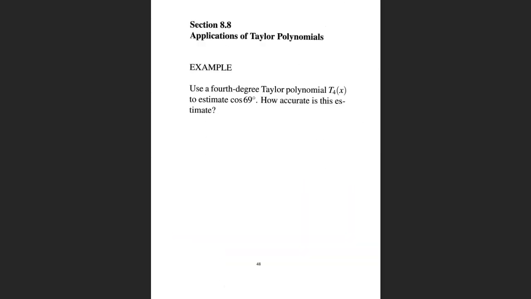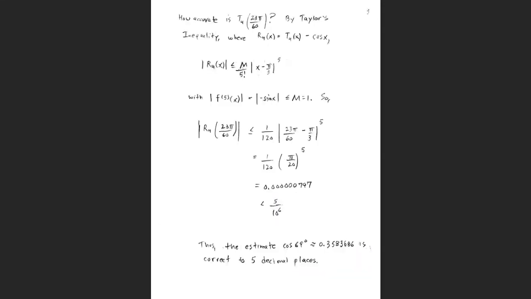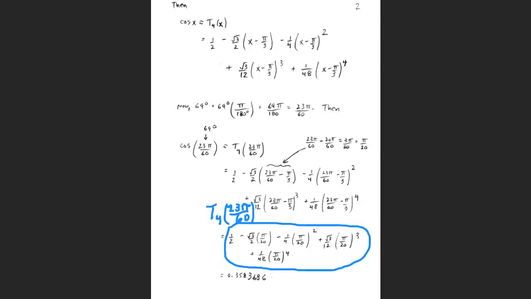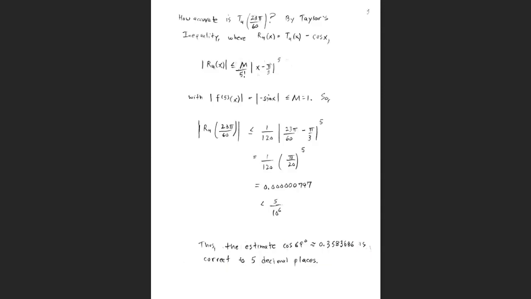How accurate is our estimate of the cosine of 69 degrees? To find out how accurate the estimate is, here is the estimate: 0.3583686. That's our estimate of the cosine of 69 degrees. How accurate is it? Well, we have to use Taylor's inequality.